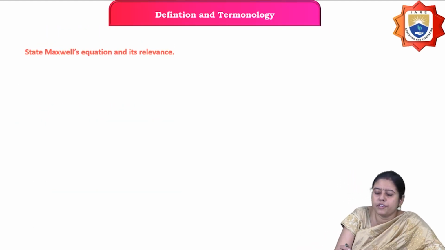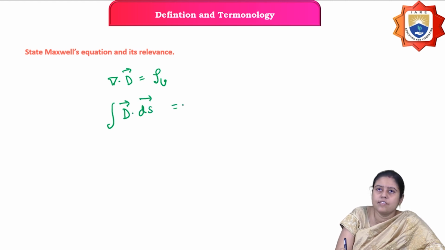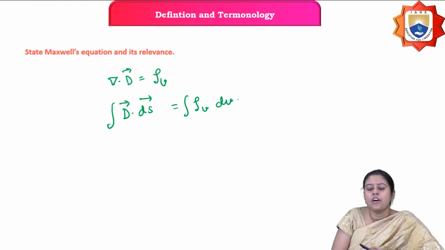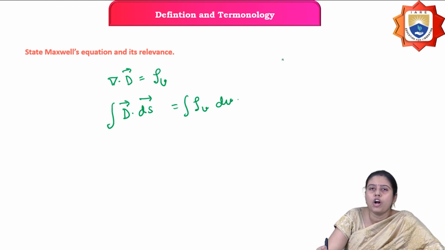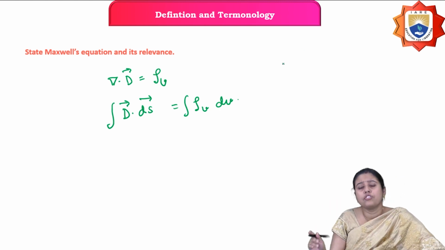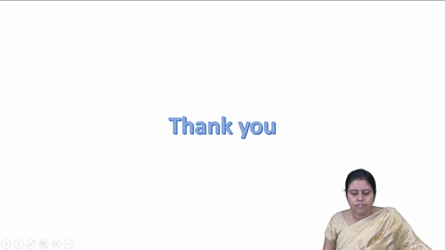State the Maxwell's equation. We have already discussed the Maxwell's equation, that grad dot D is equal to rho v, and the integration of D dot dS is equal to the integral of rho v dv. This is the Maxwell's first equation. And what is its relevance? We get it from the modified Gauss law, or it is also known as the Gauss law in the vector form.